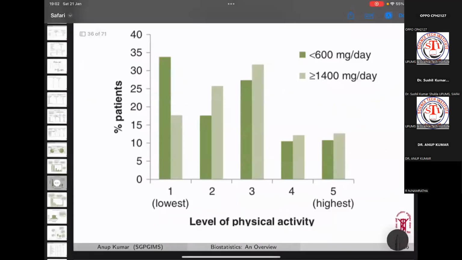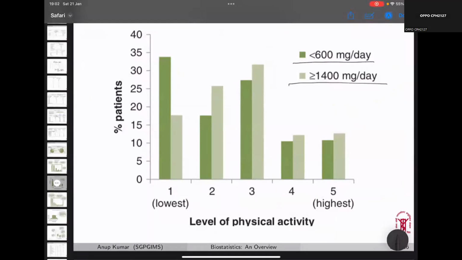If you have to compare two categories, for example level of physical activity and number of patients, one group is taking this much of the drug and another group is taking that, so you can compare these. This is called a clustered bar chart.